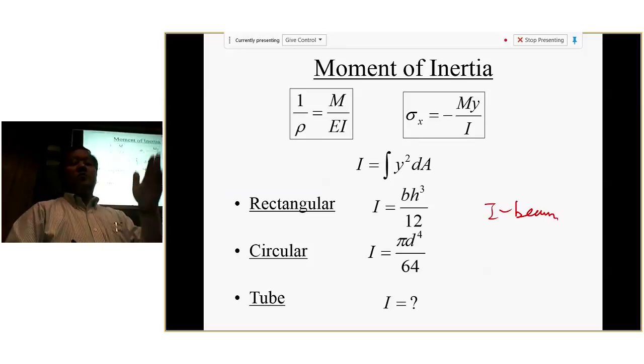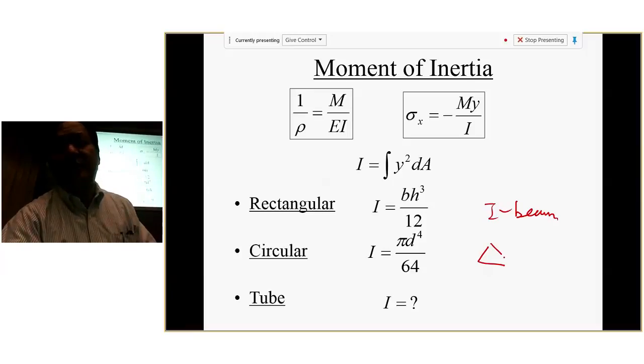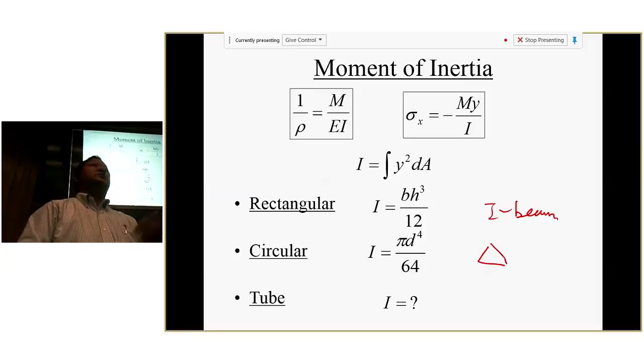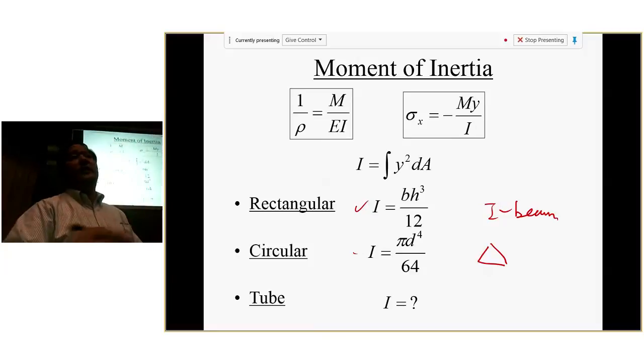So in the homework, there are basically only these four types of beams. Occasionally, in other textbooks, they will ask you about a triangular beam, but for us here, it's rare. We commonly use either rectangular, circular, or hollow tube, which is circular, and then you have the I-beam.